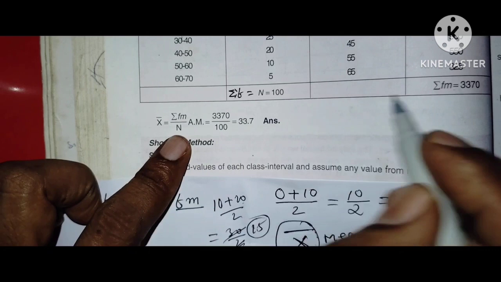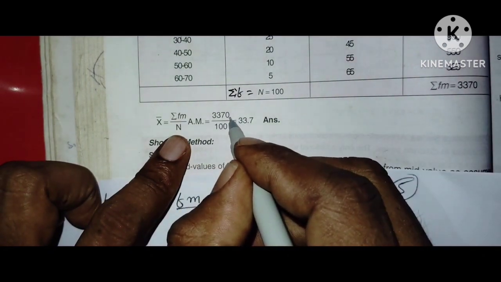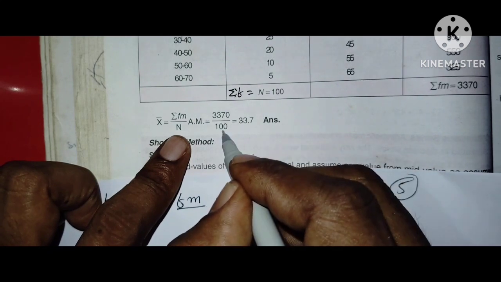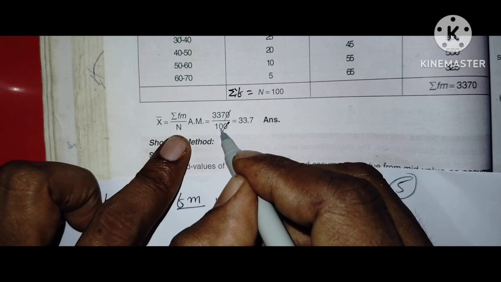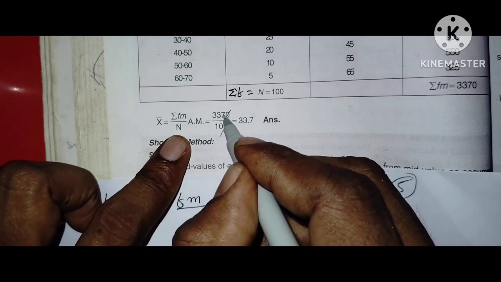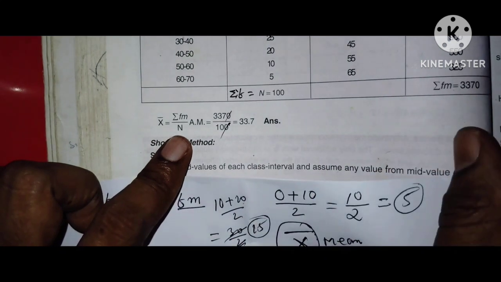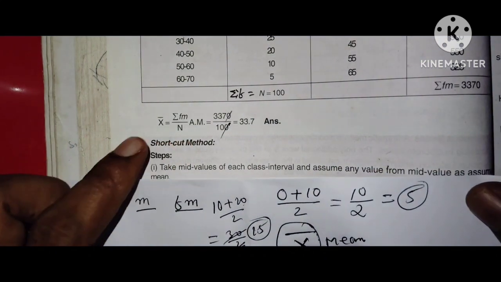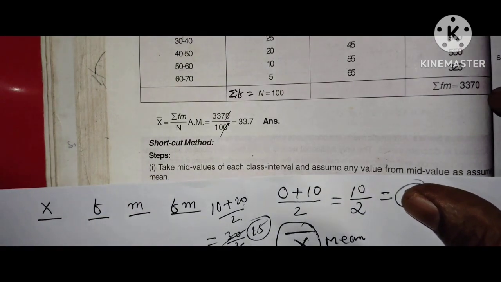So what is the total of this? 3370. So 3370 divided by n. N is how much? 100. So now you cut the zeros, 0 0 cut. How many zeros are left? Only 1. So this is 33.7. This is the answer. So in this way you have to calculate the arithmetic mean under the direct method. I hope you understand. Okay, thank you for today.